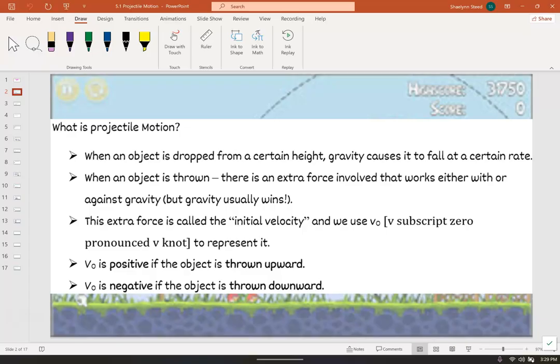If you leave this planet, or you change the units, that rate, that number, is going to be different. When an object is thrown, there's an extra force involved that either works with or against gravity, but gravity usually wins. This extra force is called initial velocity. We use v naught, or v subscript 0, to represent it. V naught is positive if the object is thrown upwards. V naught is negative if the object is thrown downwards.